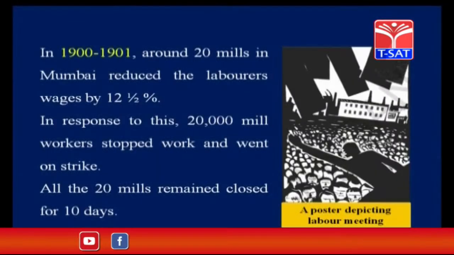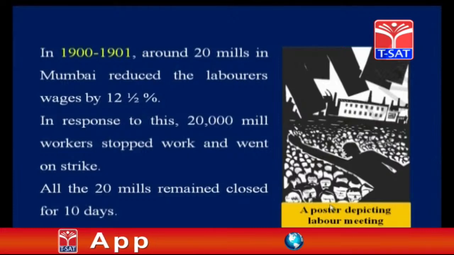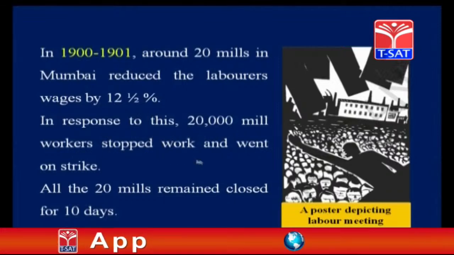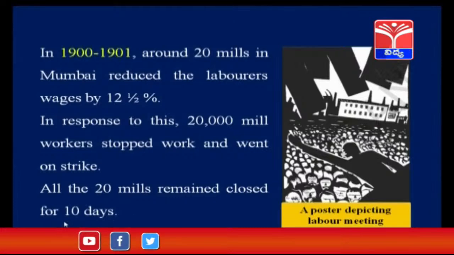See, here is a poster depicting the labor meeting. All the laborers used to conduct a meeting like this, and they decided to fight against the factory owners or the mill owners. In 1900 and 1901, around 20 mills in Mumbai reduced the laborers' wages by 12.5%. In response to this, 20,000 mill workers stopped work and went on strike. All the 20 mills remained closed for 10 days.